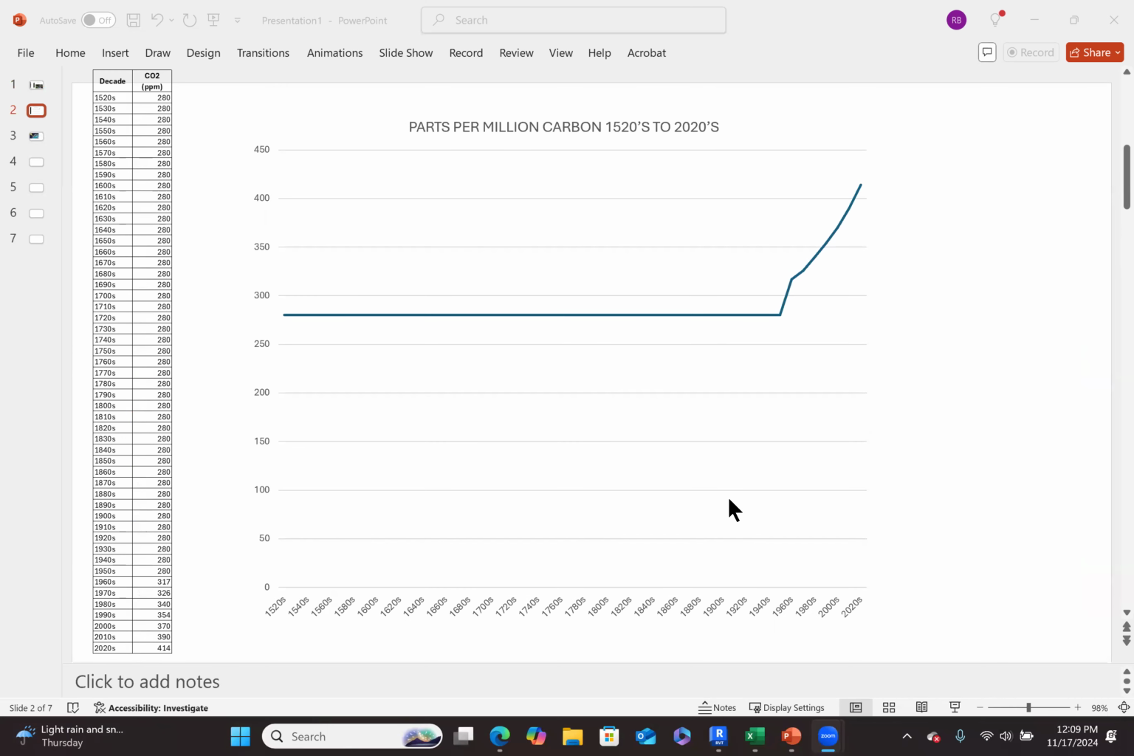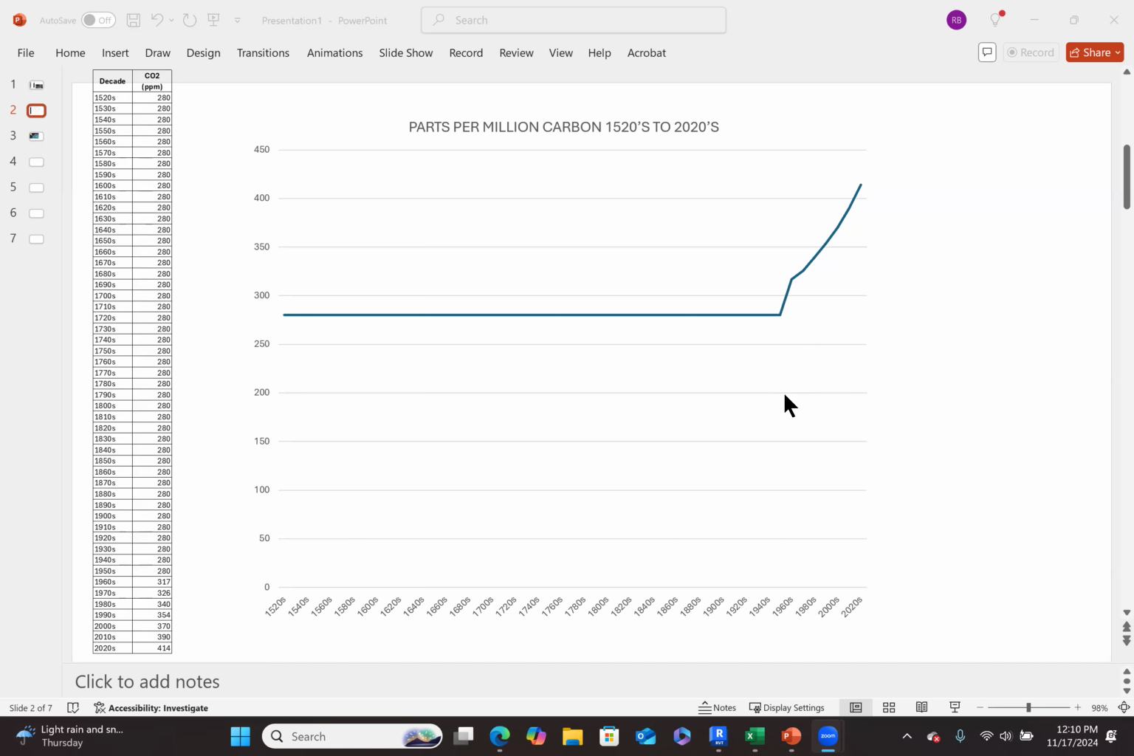I took a look at the parts per million of carbon in the atmosphere from the 1500s to the 2020s. And that line is represented, the carbon in the atmosphere is pretty steady all the way across from the 1500s to, in this case, it's looking at about 1940 where we started to get a substantial jump. I think it was 1960s it started to really climb up.